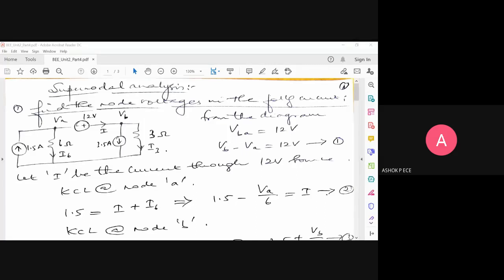So we have seen about super nodal analysis in the last class. So it is related to that only. So the super mesh we have seen. The super nodal is similar to that only.